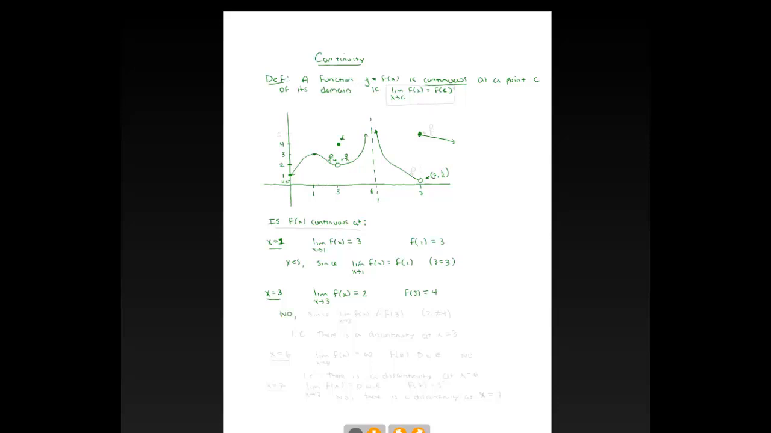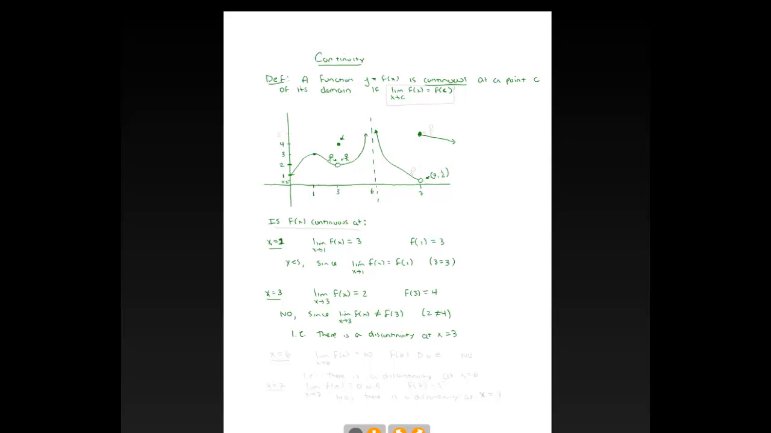No. So the answer is no, since the limit as x goes to 3 of f of x does not equal f of 3. Okay, and again, 2 does not equal 4. What we say is, in other words, there's a discontinuity at x equals 3.